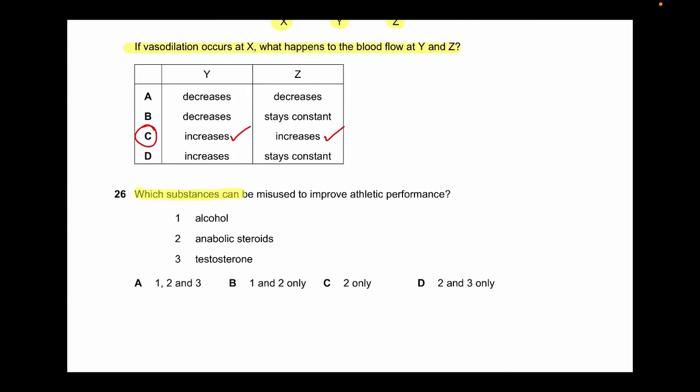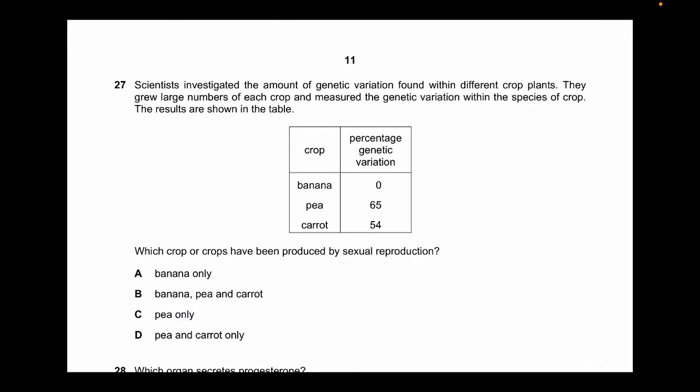Which substances can be misused to improve athletic performance? Well, alcohol is not a typically used drug for improving athletic performances. Since option one is wrong, A and B are already cancelled. Anabolic steroids can be used, and testosterone can also help build muscle. So 2 and 3 are correct. Answer D. Option D.